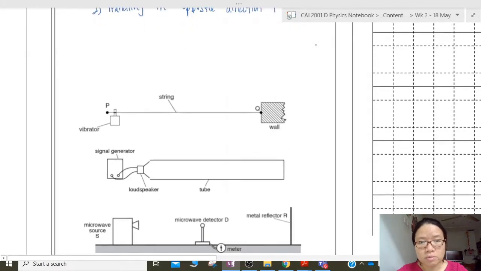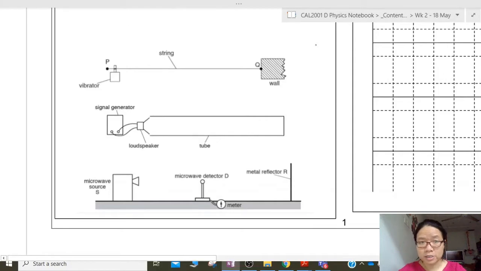So right now, I'm just going to show you a few setups to make this possible. As you can see, on the left, there's a vibrator which will create a string wave, and the wave will travel towards the wall, where it will be reflected backwards. So if the reflection is perfect, we can assume that the incident and reflected wave are the same.